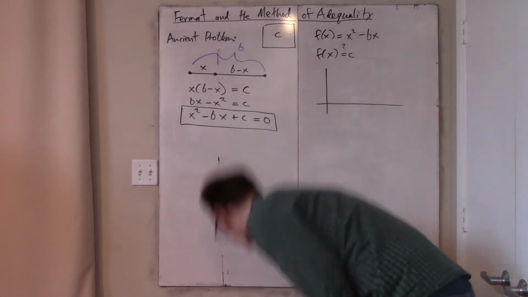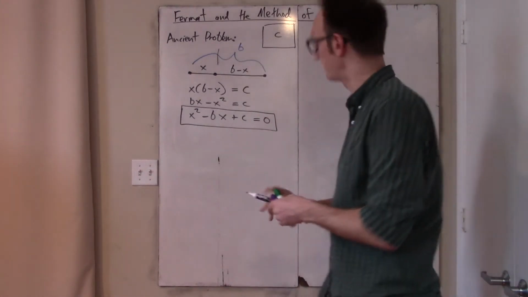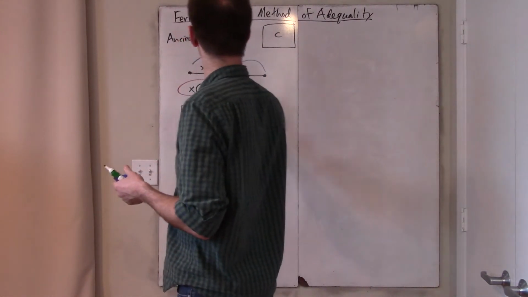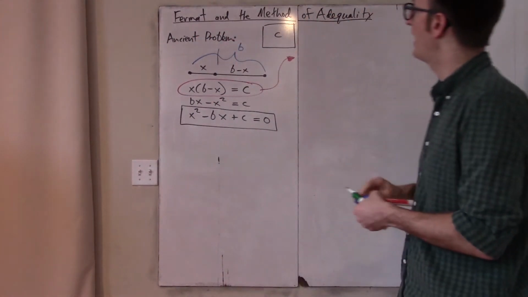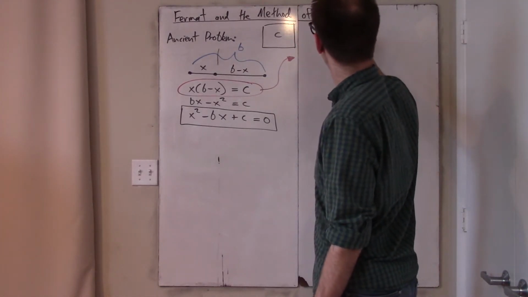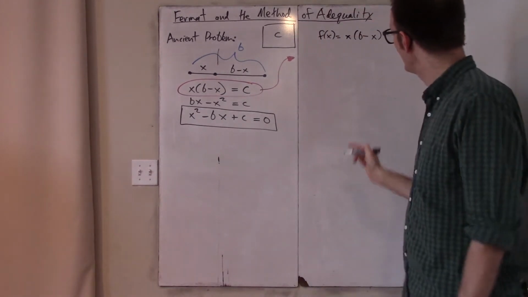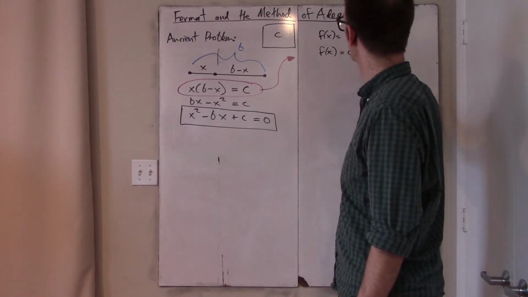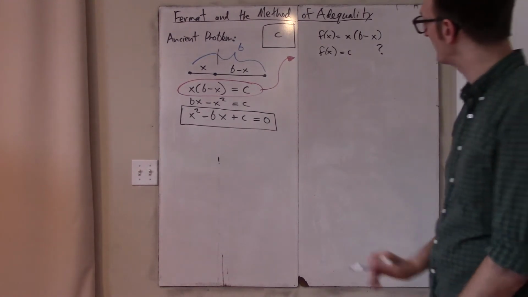Maybe it's best if we don't do it like this. Maybe it's best if we leave it in its original formulation. In its original formulation, we have x times b minus x that we want to be c. That's the original geometric formulation. So maybe what's best is to let that be the function. Let the function be x times b minus x. And now we are asking the question, for what values of x does this equal c? So we're solving this equation, and like I said, we already know how to do this. Let's try to understand this graphically.